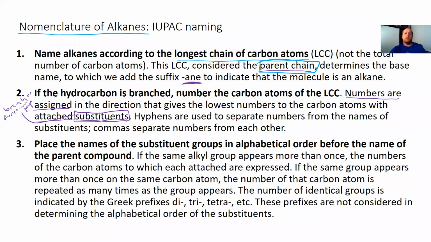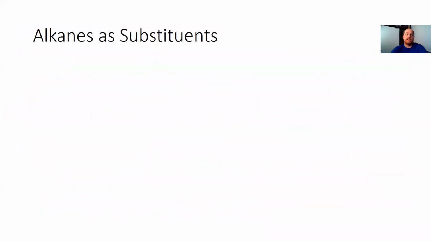Then what we're going to do is set these up such that hyphens are going to be used to separate numbers from the names of the substituent. Now, when we talk about the substituents, we'll get to that in a second, okay? Substituent names come next. We're going to use numbers and names. And if we have more than one substituent, we're going to separate the numbers from each other using commas. So let's talk about substituents.